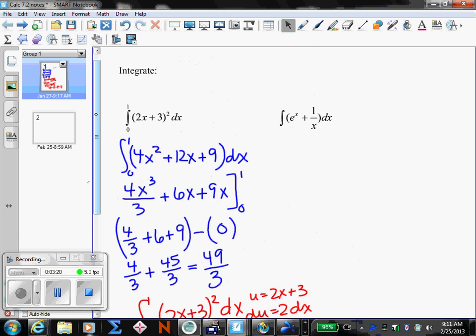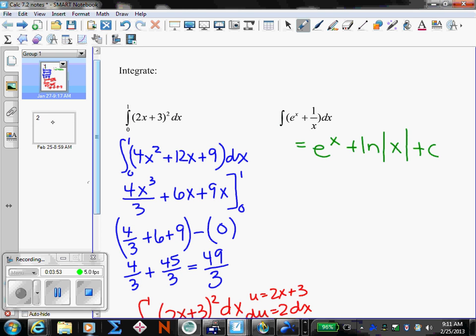Okay, so let's look at the second warm-up problem. The integral of e to the x is just e to the x. But we're going to go ahead and rewrite it. We don't need to do that because the second one is just 1 over x, which is natural log. So the integral of e to the x is e to the x. The integral of 1 over x is natural log of the absolute value of x plus c. So that one was fairly easy.